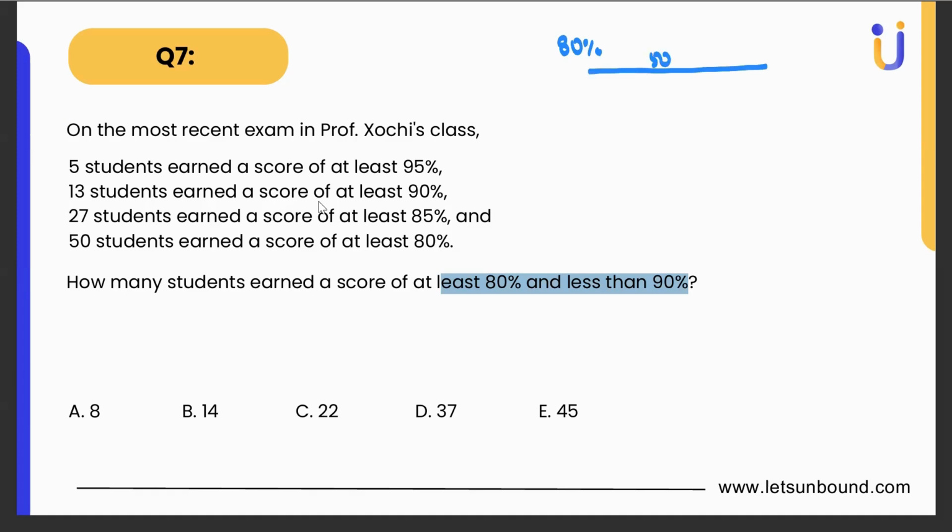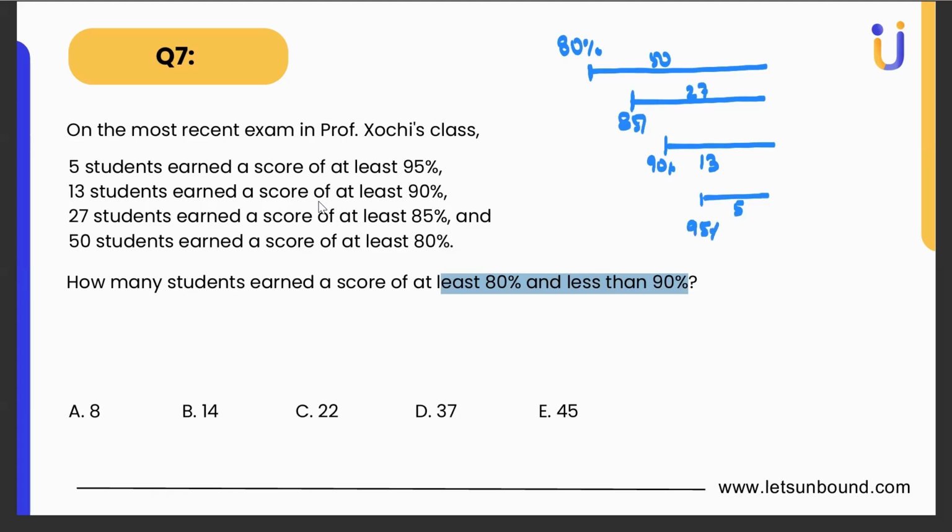Similarly, 27 students are scoring at least 85%, which means greater than this. So if this is 80, this is 85. So this much is 27, 85% or more, because at least 85% means 85 or more. Now, if I go ahead, it says at least 90%, which means more than that. So 13 students are scoring 90 or more. And I have last, 5 students scoring at least 95%, which is 95% or more.